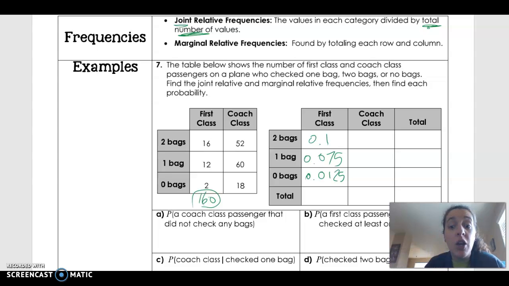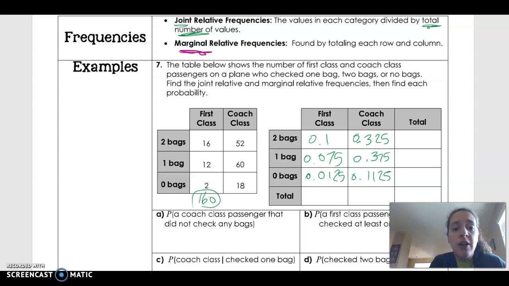So now let's look at coach class. I see here I've got 52 divided by 160, which is 0.325. Then I've got 60 divided by 160, which gives me 0.375. Then for the 0 bags, I have 18 divided by 160, which gives me 0.1125. Okay, so those will be our joint relative frequencies.